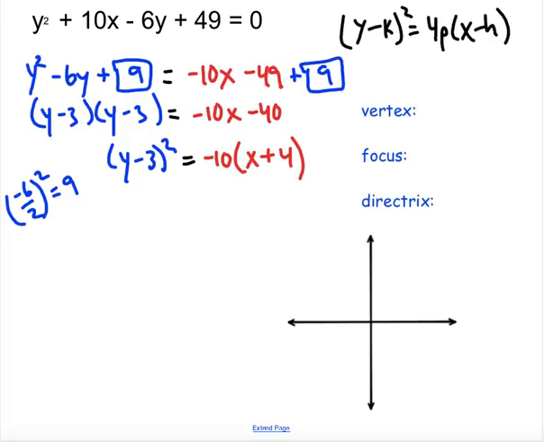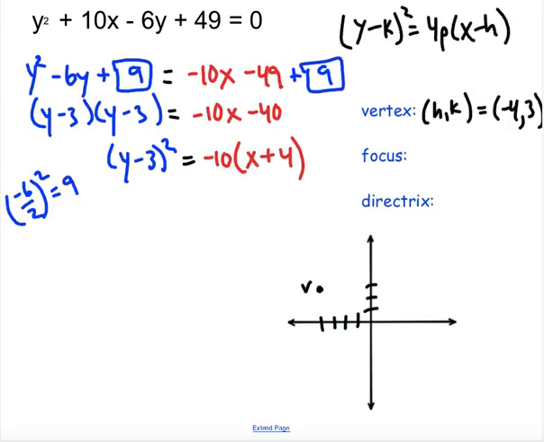Okay, so we need to identify the vertex. The vertex is always (h, k). Remember, the h goes with the x's and the k goes with the y's. So the h would be -4, and the k would be a 3. So (-4, 3) is our vertex. Always label it.